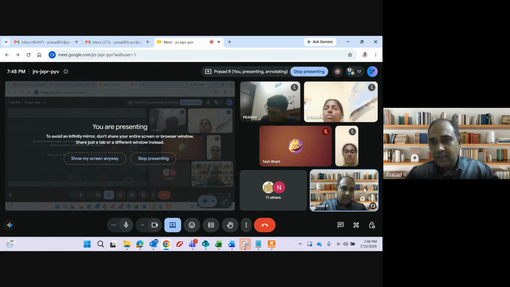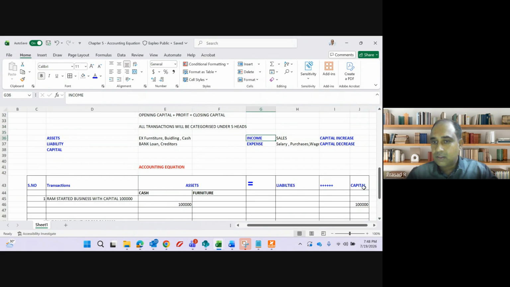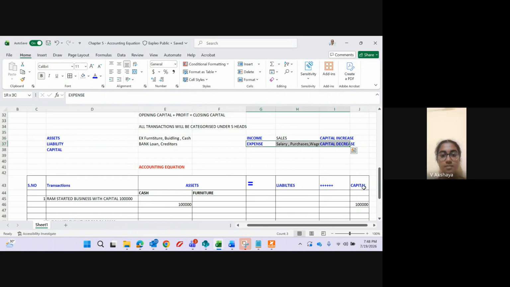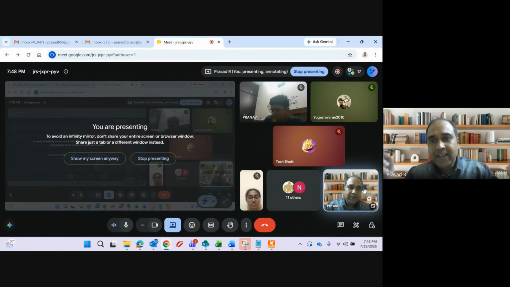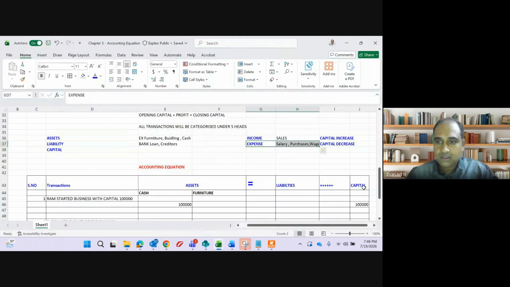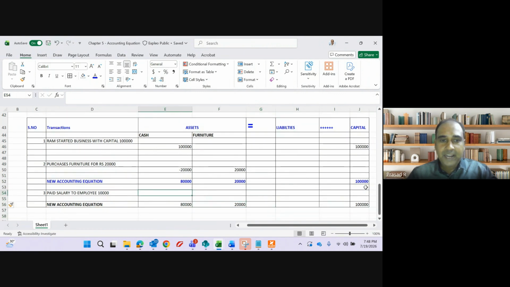Cash. And salary is what? In which category will salary come? Expense. When I incur an expense, will my capital increase or decrease? Decrease. Fantastic, guys. Amazing response. So paid salary to employee 10,000, minus 10,000 in cash.